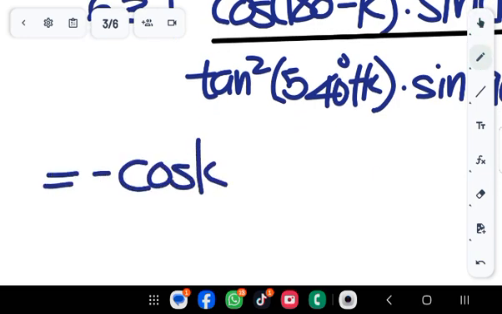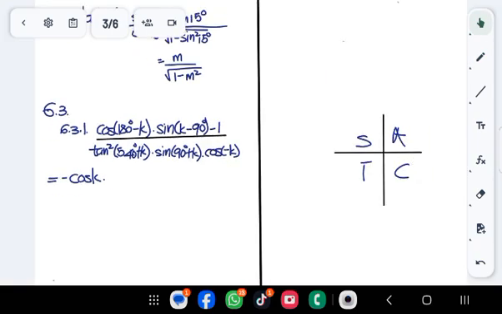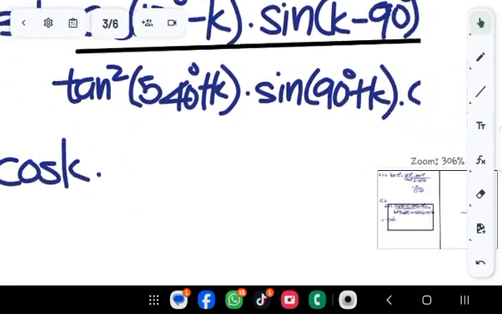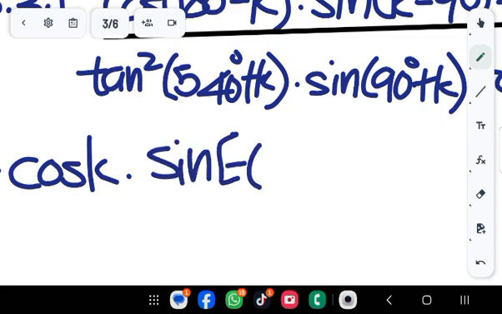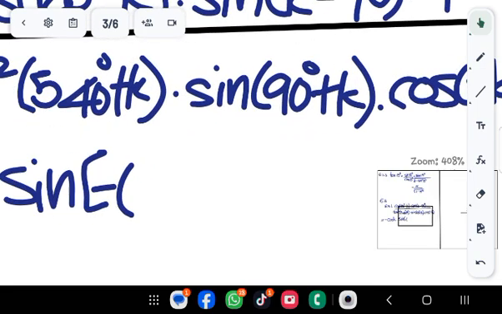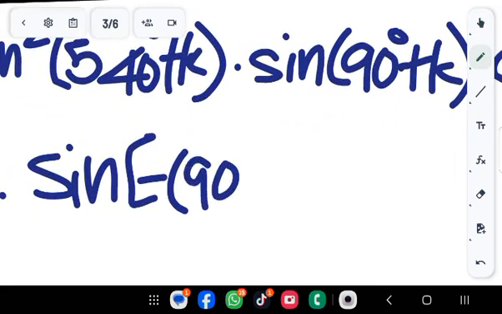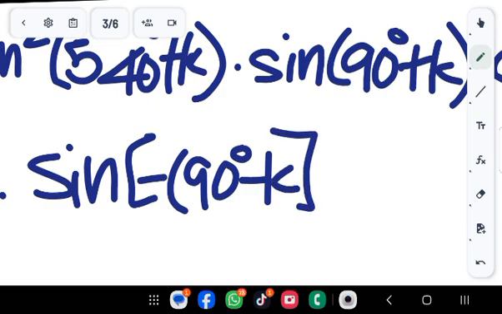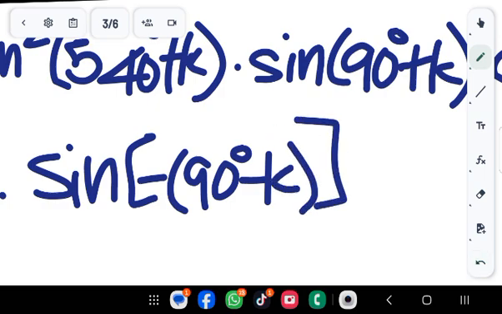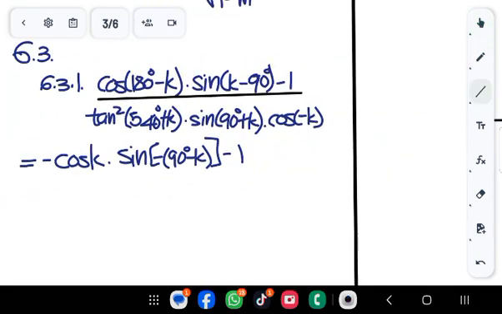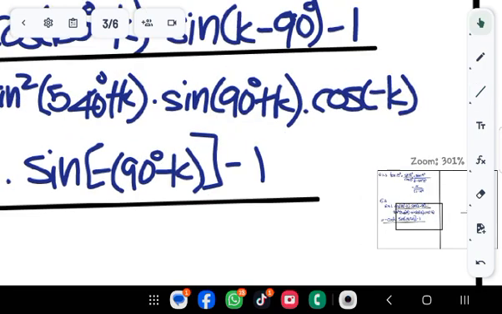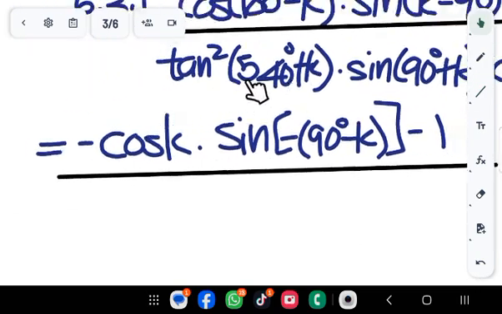Negative cos of k times sine of k minus 90, which can also be written as sine of minus in brackets 90 degrees minus k, so we can see exactly what it is that we're working with. And then minus 1. I just want to do this stage by stage so you see exactly where everything comes from.